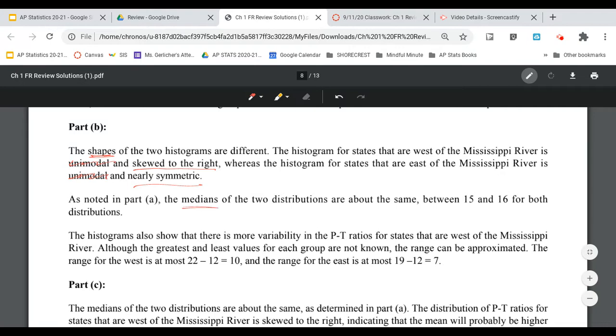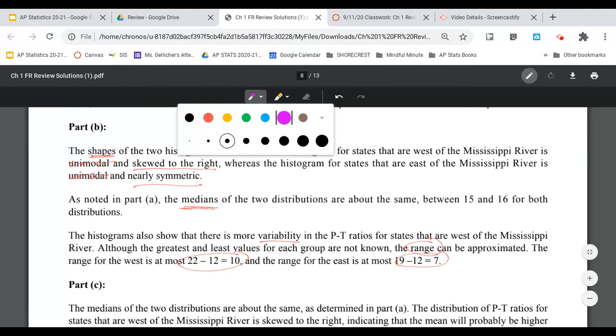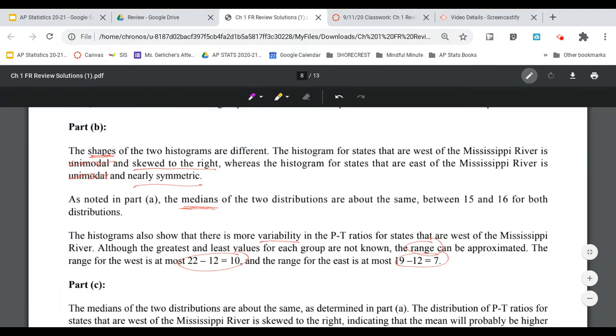They talked about the centers, medians, as being similar. And then they talked about the variability. They used range because it's pretty easy to estimate the top and the bottom. But I suppose you could have found the IQR in a similar sort of approximation way. So they're comparing the two as about the same.